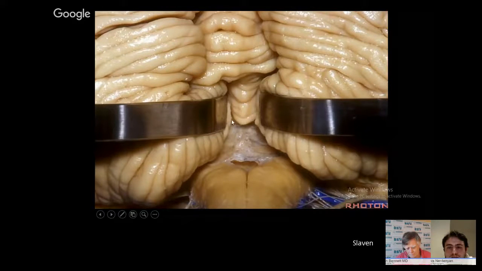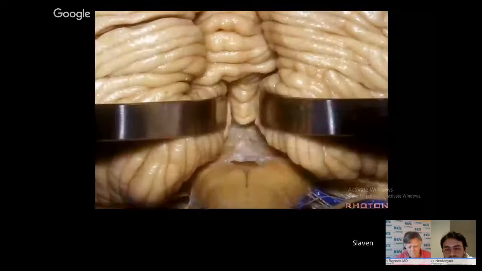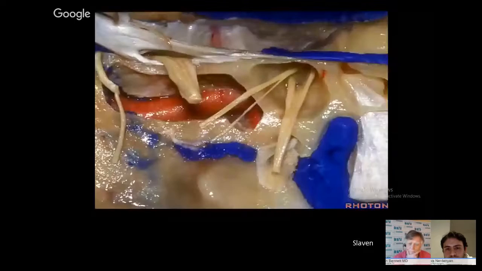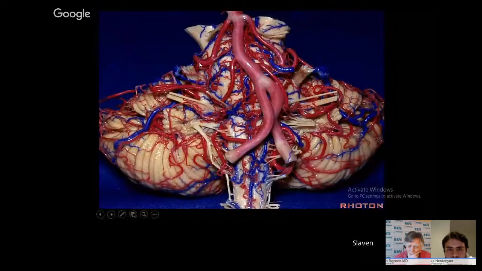But we will go through these surgical indications in the last part of this presentation. Okay, so now you have the general idea of the telovelar approach. Let me just show you a few slides of the complexity of this area.